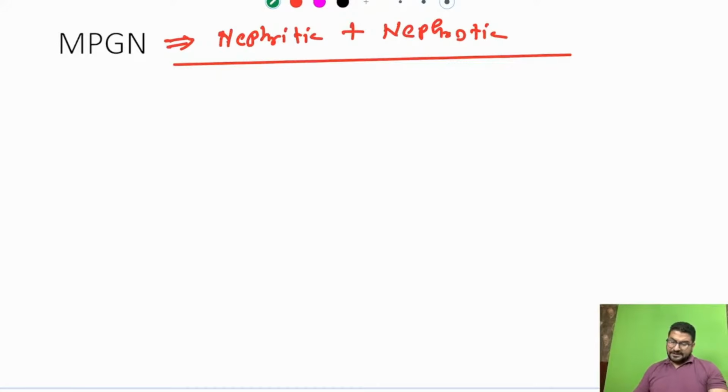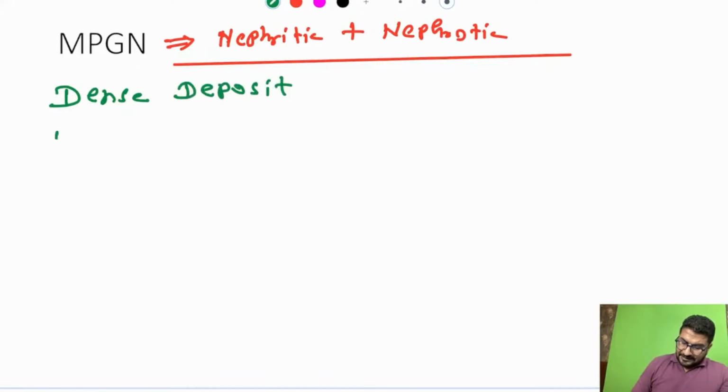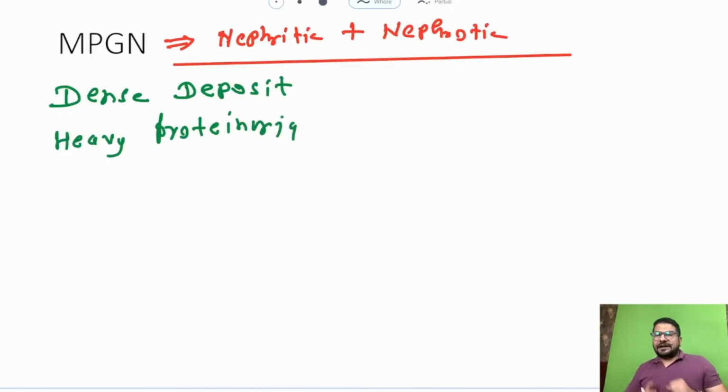In MPGN, we have two subtypes. I can say we have a subtype called type 1, where you can see dense deposits. So एक type में तो आप deposits कई सारे देखोगे. And the second type will have heavy proteinuria. So understand, dense deposits mean more features of nephritic. Proteinuria means more features of nephrotic.